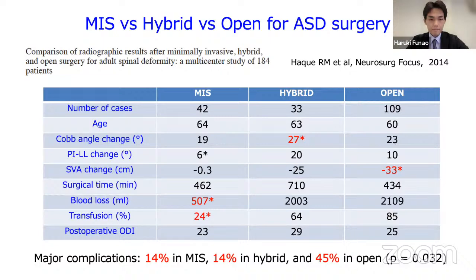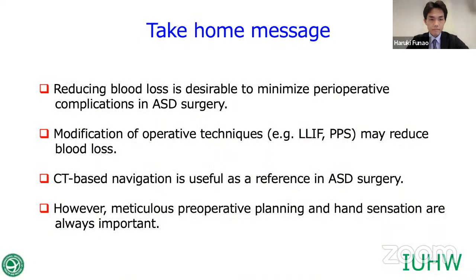Reducing blood loss is desirable to minimize complications in ASD surgery. Modification of operative techniques such as lateral access surgery may reduce blood loss. CT-based navigation is useful as a reference. However, meticulous planning and hand sensations are always important.